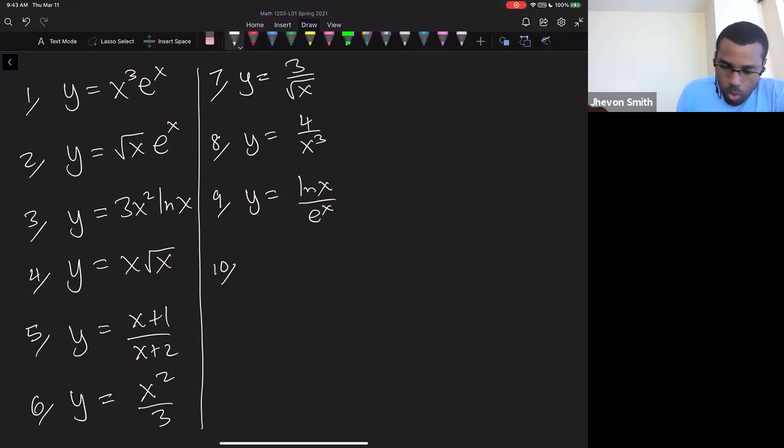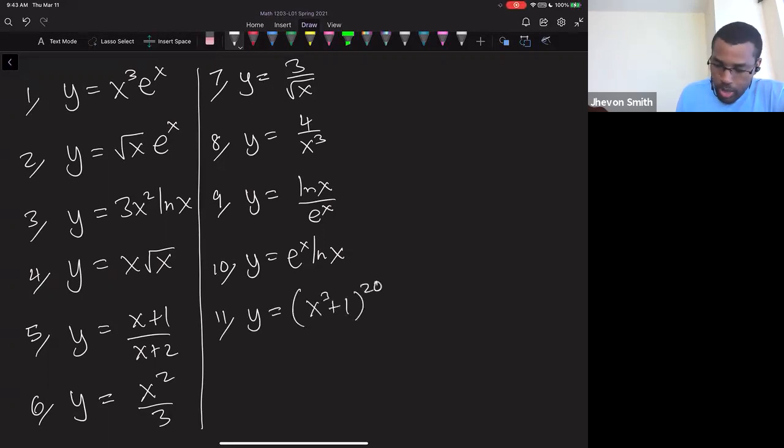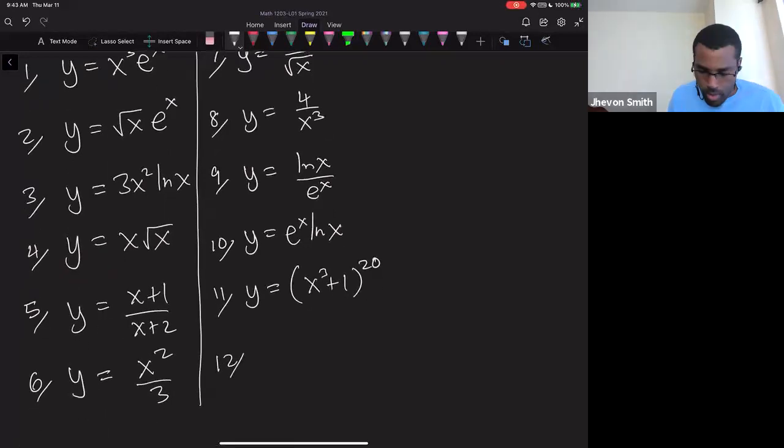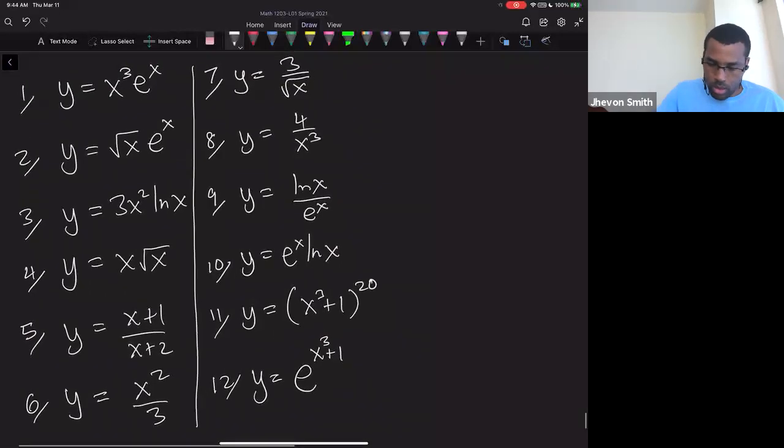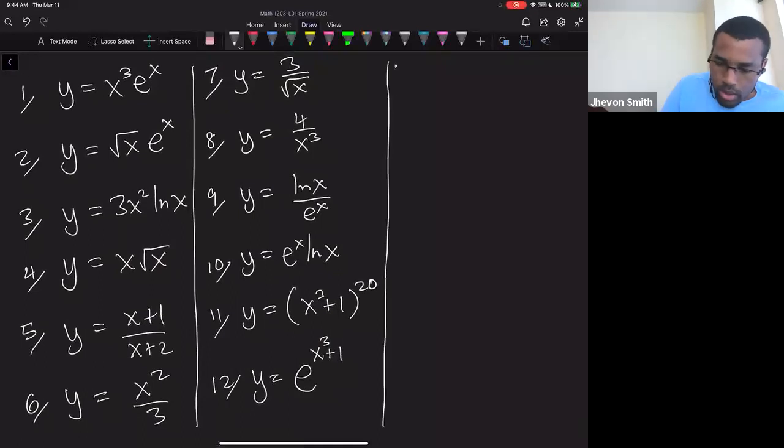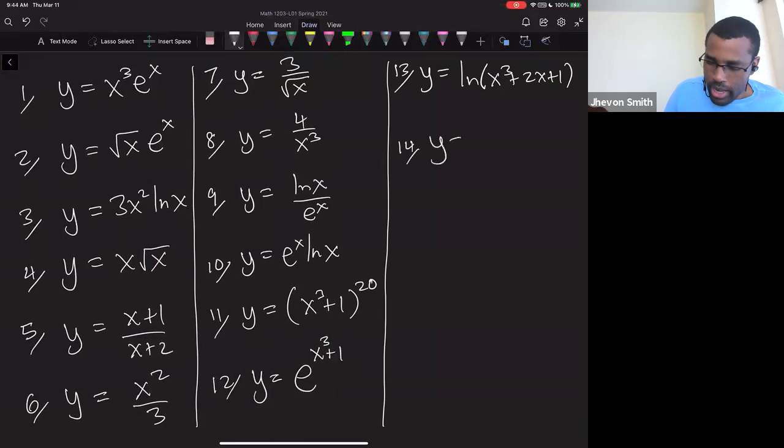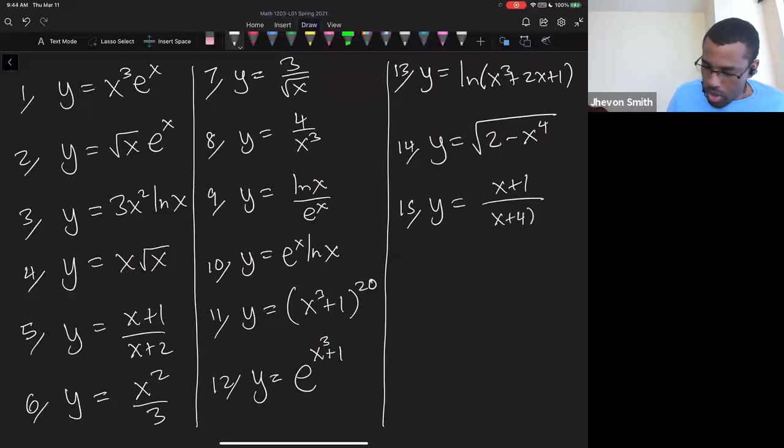10, y equals e to the x times ln x. 11, y equals x cubed plus 1 to the 20th power. 12, y equals e to the x cubed plus 1. 13, y equals ln of x cubed plus 2x plus 1. 14, y equals the square root of 2 minus x to the 4th. 15, y equals x plus 1 over x plus 4 to the 6th.